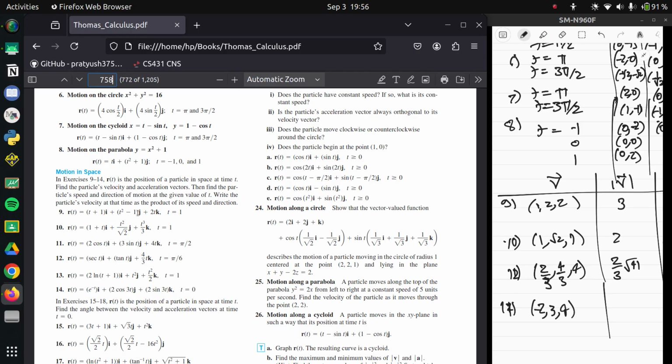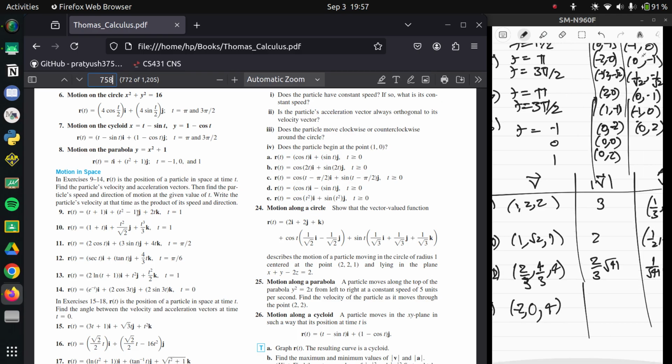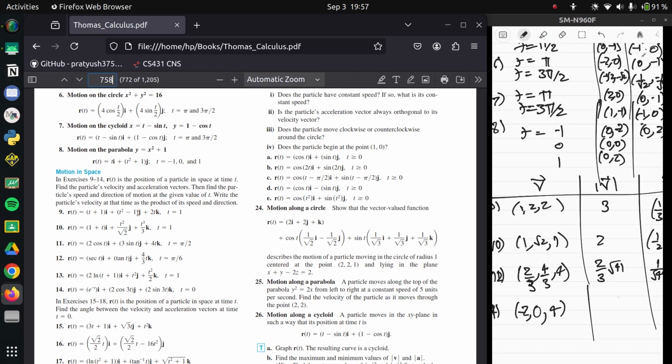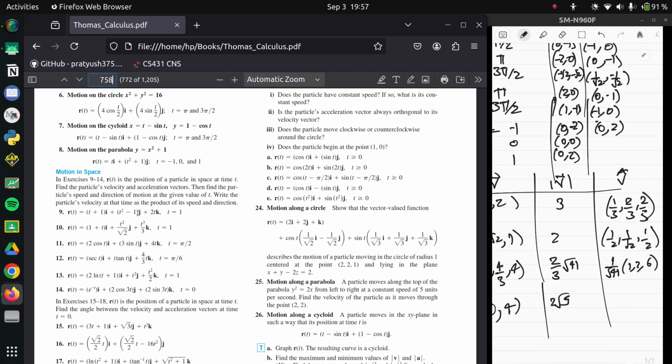Right. Oh, not 3, because it's supposed to be 0, right? So the cosine stuff is 0. Yes, minus 2 comma 0 comma 4. So you can do it like 2 times of 1 plus 4 is like 5. So it's just 2 square root of 5. Divide by that. You just got 1 by square root of 5 and then negative 1 comma 0 comma 2.